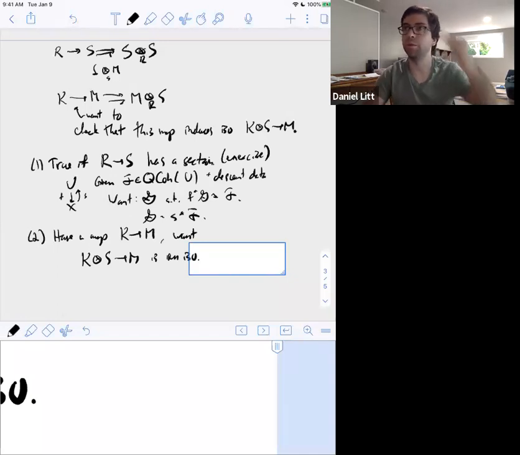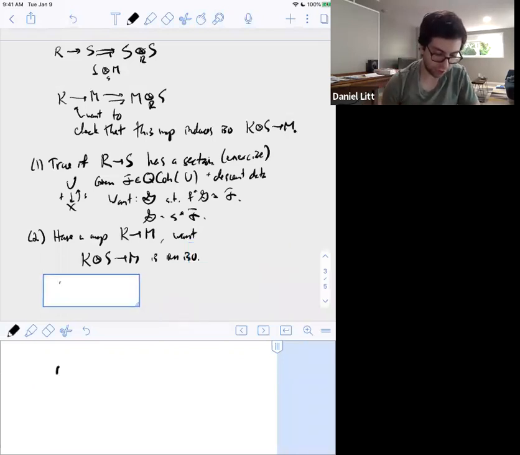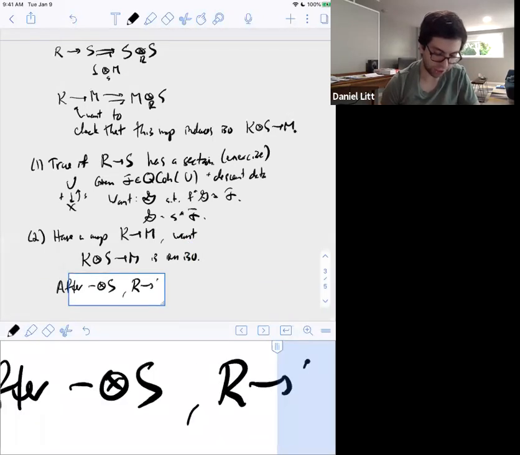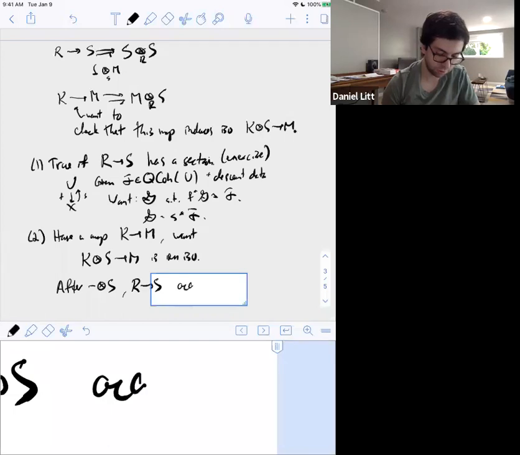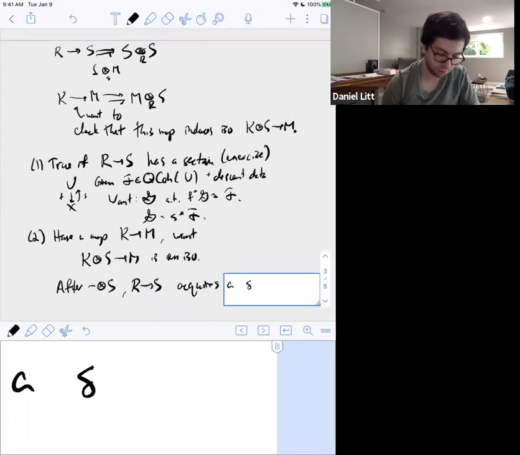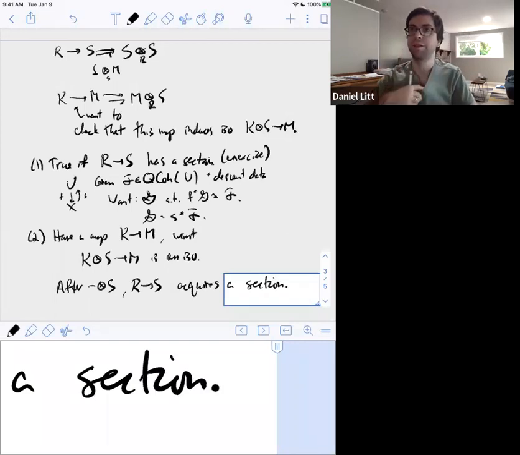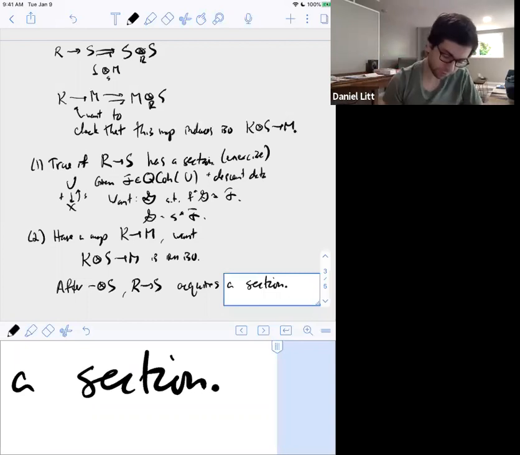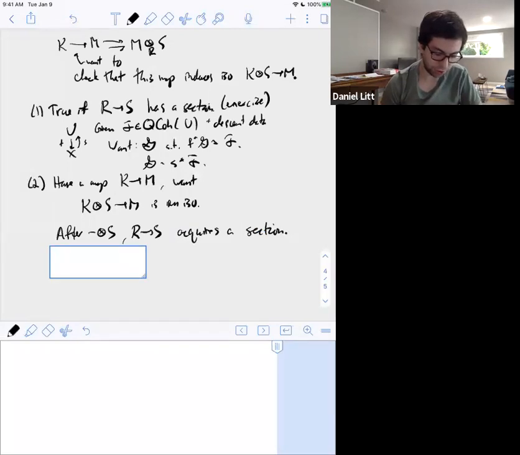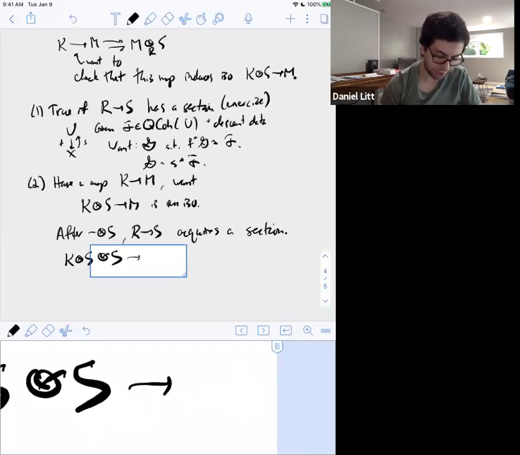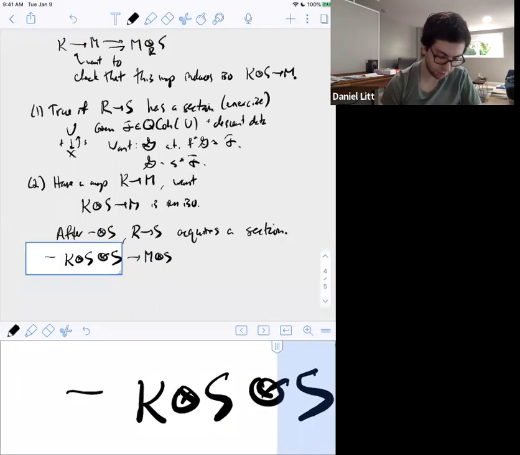So how do you reduce to the case where there's a section? This trick also came up in the proof of our lemma last time. After tensoring with S, R to S acquires a section. Why is that? Well, we get a map from S to S tensor S over R, and there's a map going the other way, given just by multiplication. So what that means is that K tensor S to M tensor S is an isomorphism.